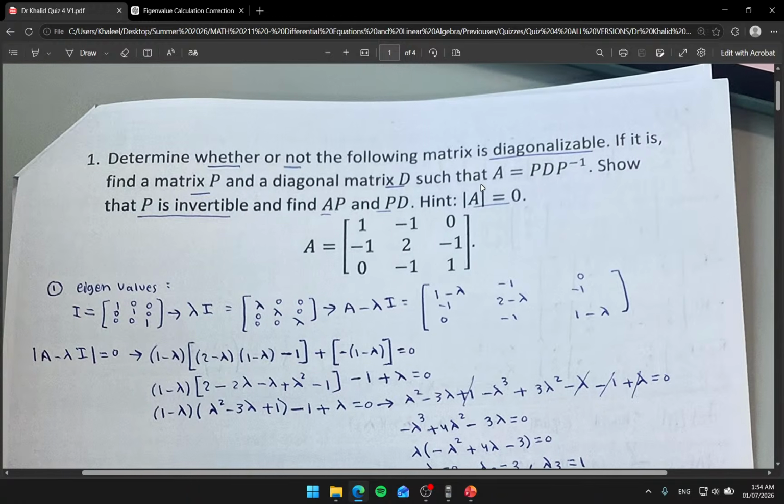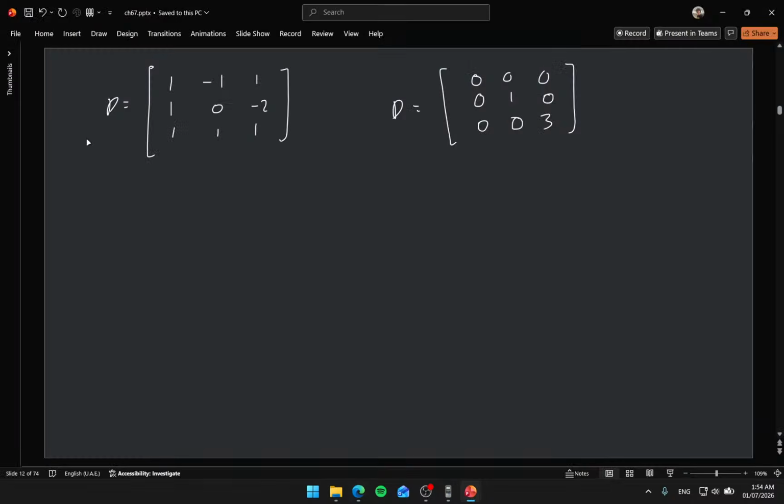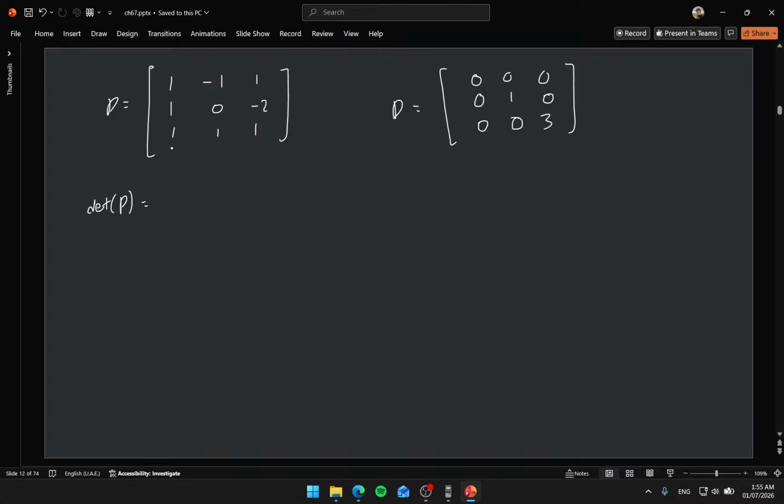Next, what do we need such that A equals PDP inverse? Show that P is invertible. Well, you can show this by the determinant of P. So the determinant of P is 1 times 0 minus 2, which is 2, plus 1 times 1 minus 2, which is minus plus 2, plus 1, 1. So that's 2 plus 3 plus 1, which is 6. So this 6 is not equal to 0, so it's invertible.